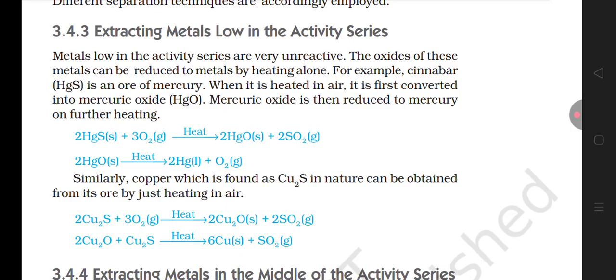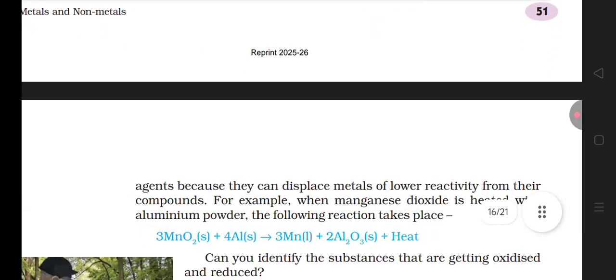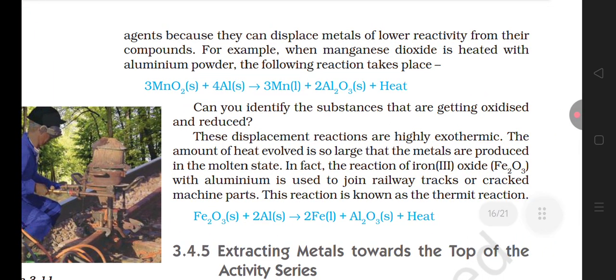Besides using carbon or coke to reduce metal oxides to metals, sometimes displacement reactions can also be used. We take a higher reactivity metal and react it with the compound of a lower reactivity metal. So like this also we get the metal. Higher reactivity metals such as sodium, calcium, aluminum, etc. are used as reducing agents, because they can displace metals of lower reactivity from their compounds. For example, when manganese dioxide is heated with aluminium powder, manganese, aluminum oxide and heat are produced, because obviously aluminium is more reactive than manganese.